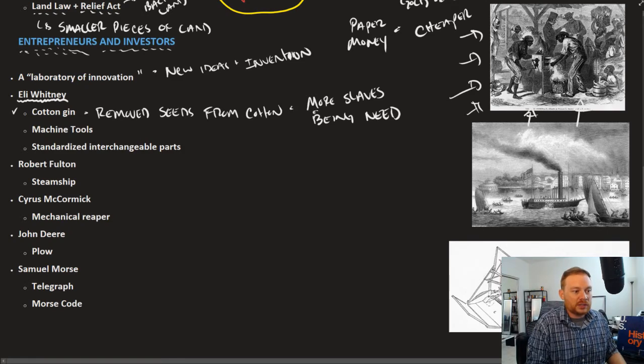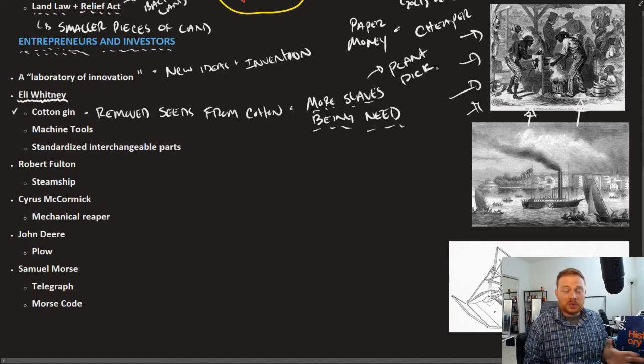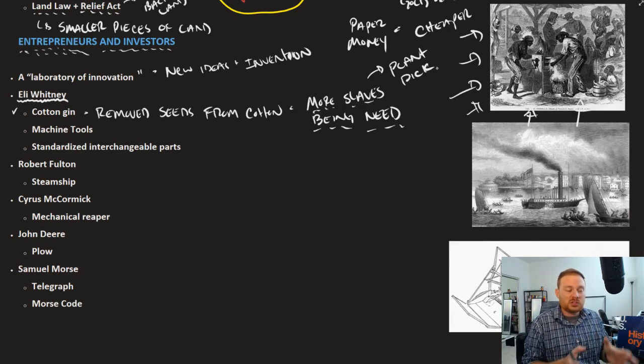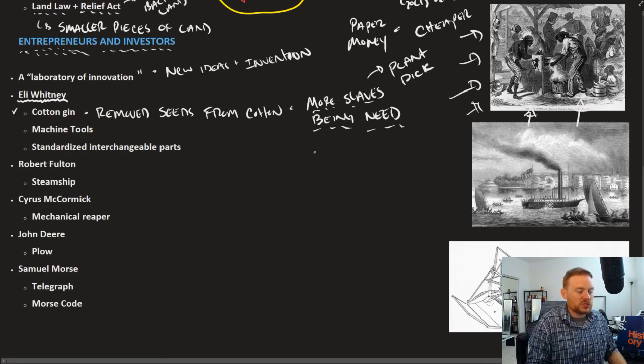The reason why it led to more slaves and not actually less is that you actually needed more slaves to plant and pick rather than take the seeds out. So you see cotton production increase, and you see the number of slaves increase, which is certainly not what Whitney had intended.